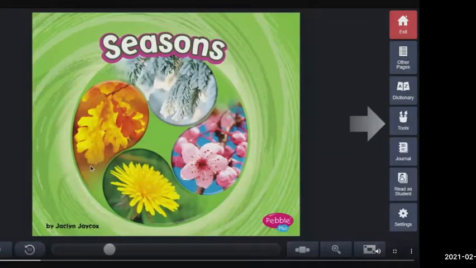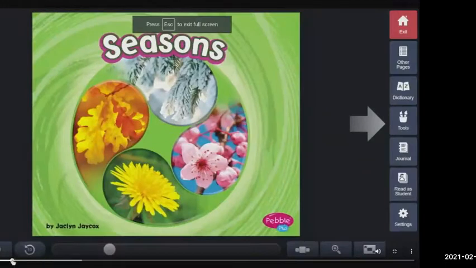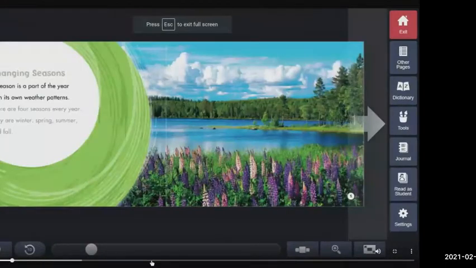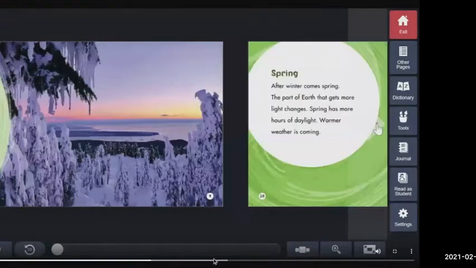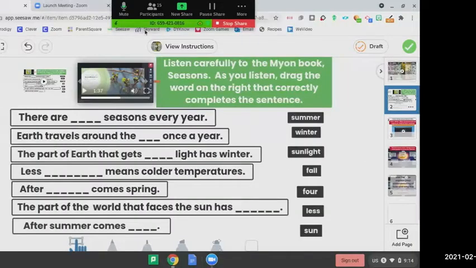For 3 minutes. Okay, you're going to read the whole book. It's 3 minutes long, and I want you to pay attention to the text features that are inside of this text that can give you more information about the seasons. Okay, so you are reading by yourself, listening by yourself. That's all you're doing, listening to the book. You're not doing any work yet.